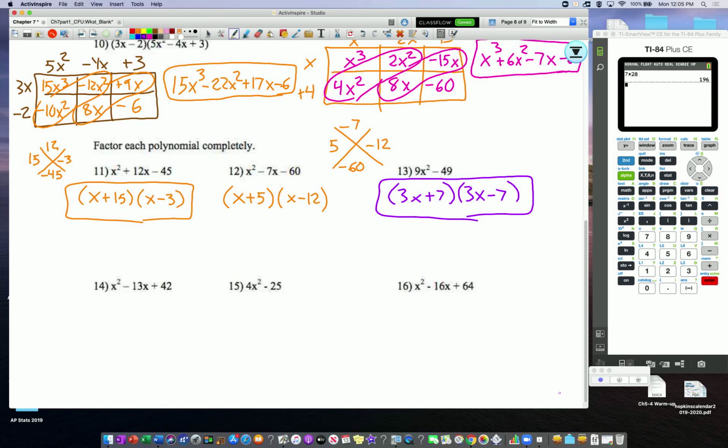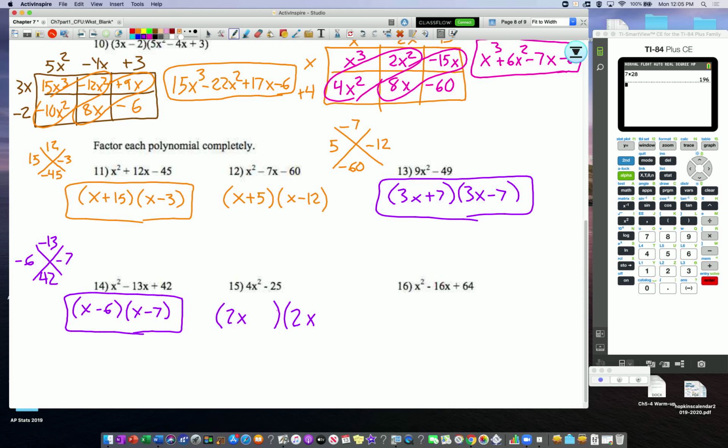All right, next one here. Factors of 42 that add up to minus 13. 6 times 7 works, and if you make them both negative, then we're good to go. Difference of perfect squares again. 2x, 2x, that's square root of 4 is 2, so then the x. Square root of 25 is plus 5, minus 5.